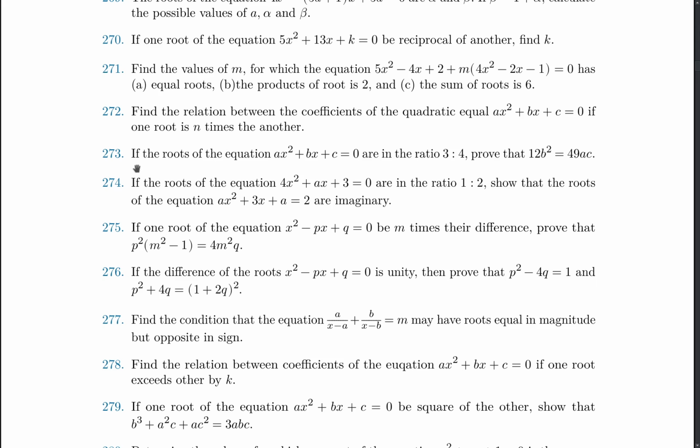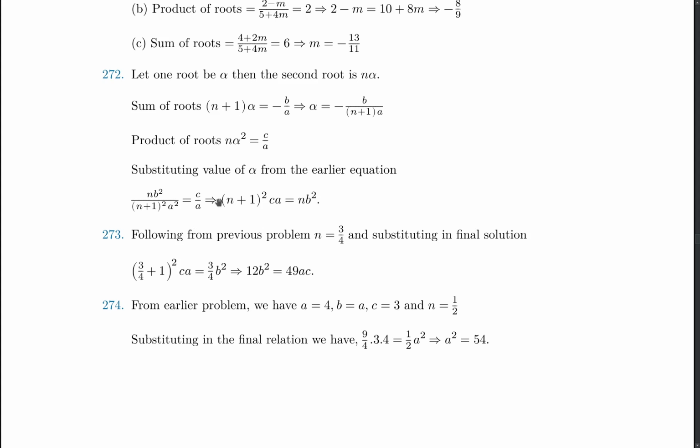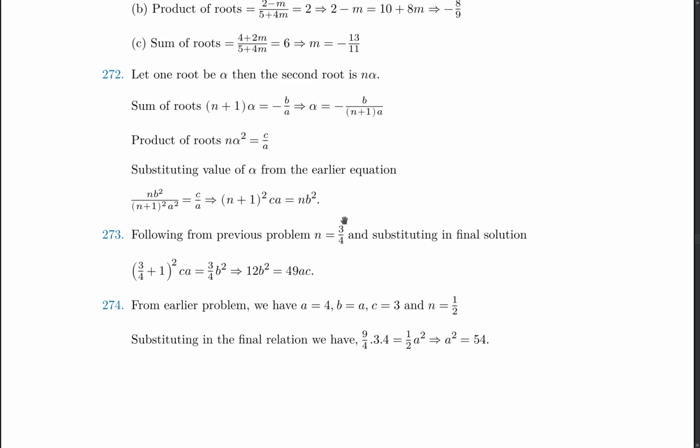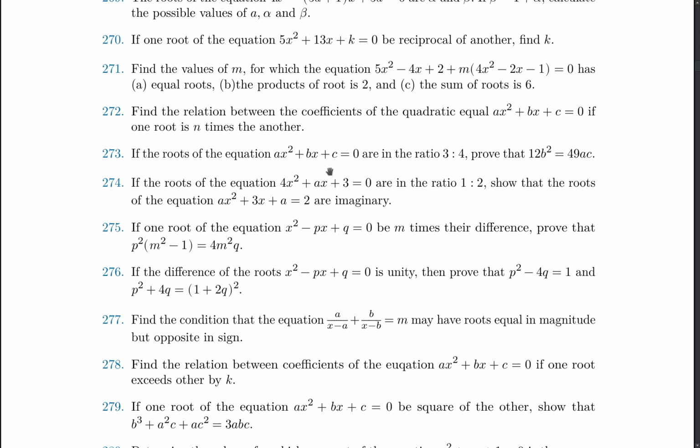Question 273 says: if the roots of the equation ax² + bx + c = 0 are in the ratio 3:4, prove that 12b² = 49ac. So the ratio is 3:4. In the previous question, the ratio was 1:n. So once we have that, we put this value of n in this equation. We get (3/4 + 1)² ca = (3/4) b². And you simplify this, you get 12b² = 49ac.